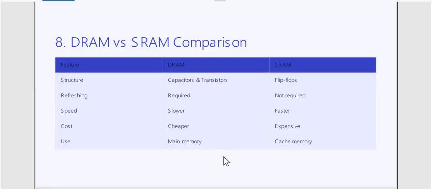Here we have once again the comparison. In DRAM, capacitors and transistors will be used, and in SRAM flip-flop technology will be used. DRAM basically needs to be refreshed again and again, and SRAM does not need to be refreshed again and again. DRAM is basically slower, and SRAM is faster. DRAM is cheaper, SRAM is expensive. DRAM is used in main memory, and SRAM is basically used in cache memory.